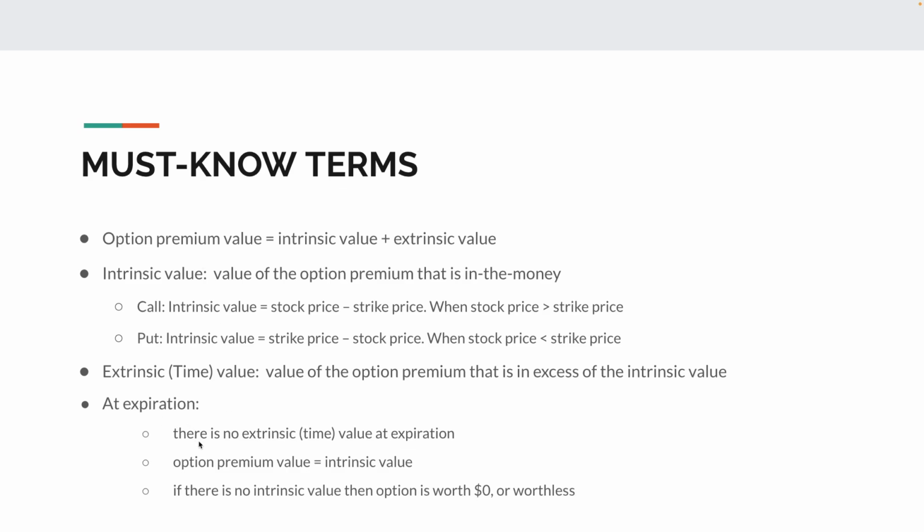At expiration, there is no extrinsic or time value. Again, at expiration, the time value is gone, it's wiped out. And you are just left with intrinsic value. So the option premium at expiration is basically just the intrinsic value. Remember that we started out with the option premium value when you bought it being comprised of the intrinsic plus the extrinsic value. But because extrinsic value goes to zero, then you're just left with intrinsic value if you are in the money.